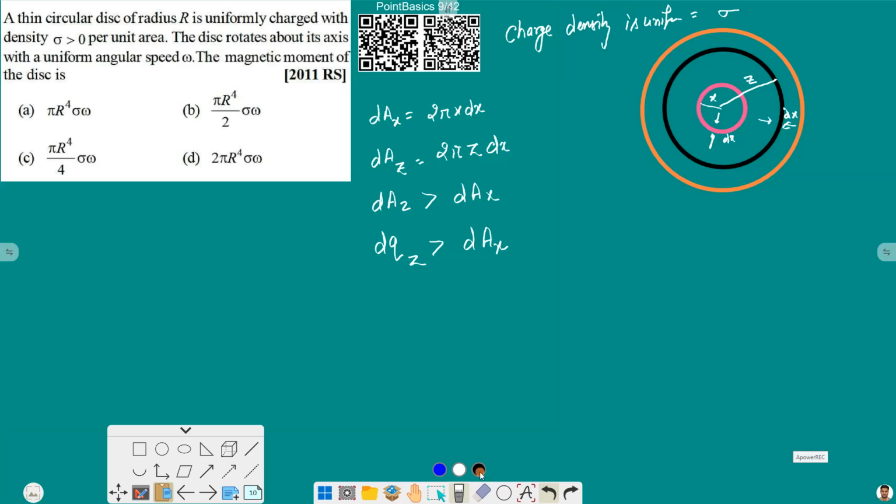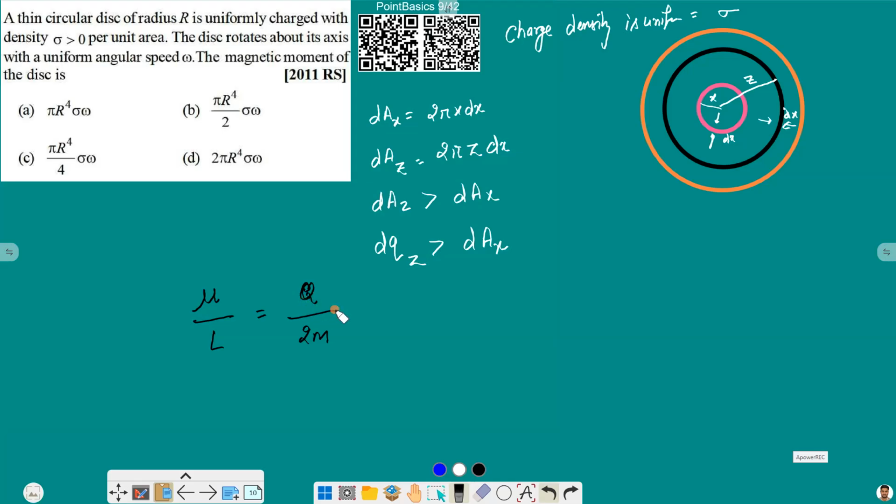In that method, we know that for any type of charge distribution, any type of rotating body, the magnetic moment per unit angular momentum, that is, the magnetic moment divided by the angular momentum of the body, is given by the charge on that body divided by twice its mass. And here it does not matter how this charge is distributed. The only thing that matters is that there is some charge on the body.